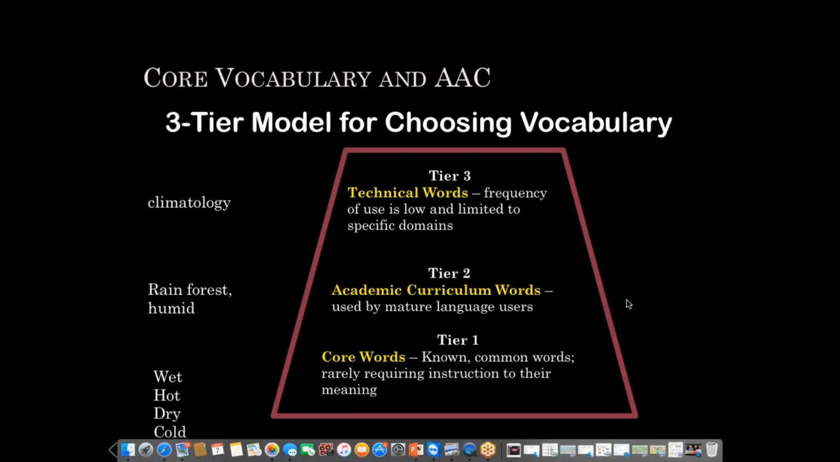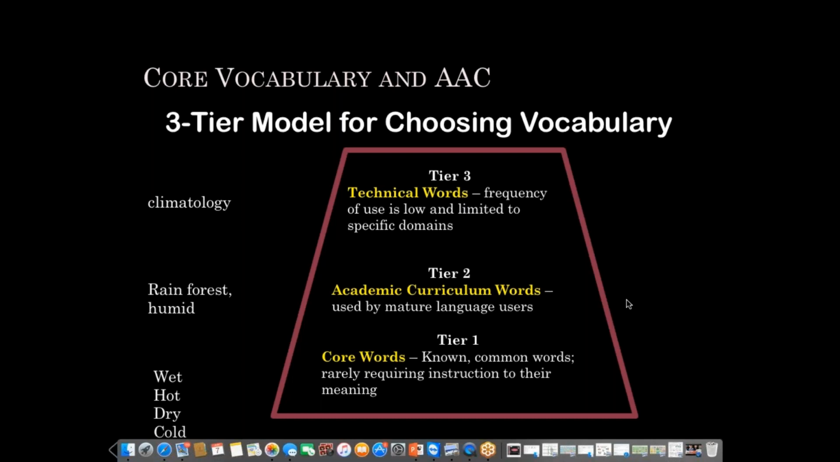that kids had tier one words. They had these core words as they entered into kindergarten. So why not just hit them hard with the academic curriculum words, and that will help build the vocabulary and make them more successful readers and spellers and that sort of thing. So what we know about kids that are nonverbal, and actually kids that have English as a second language, they do not come into kindergarten with tier one words. They don't come in with wet, hot, dry, cold.